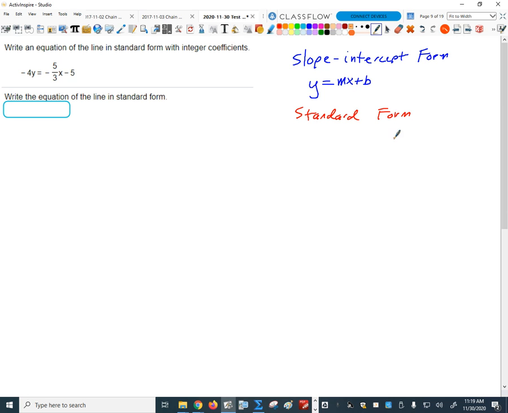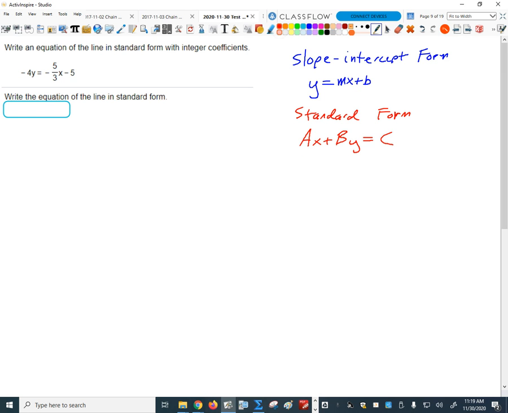This is the one that you guys haven't probably used a ton, so I can see why this would be an easy one to forget. Do you remember it, McKenna? Is it ax plus by equals c? Very good. And remember, for standard form, we had some rules too.